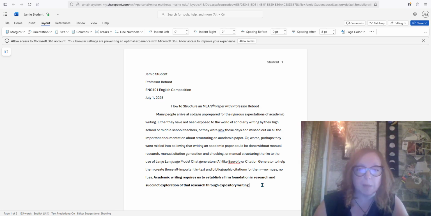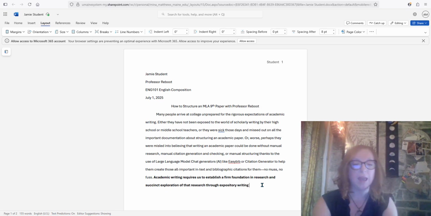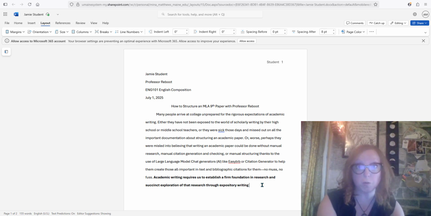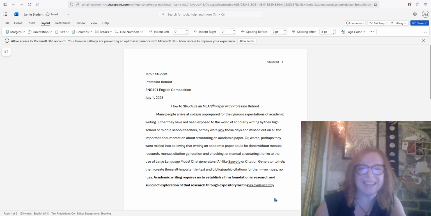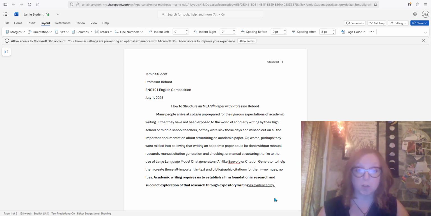Academic writing requires us to establish a firm foundation in research and succinct exploration of that research through expository writing. This is where I connect it to the map. So I might use something like "as evidenced by." Another way you could say it is simply "because," or "as determined by," or "as is supported by," that allow you to effectively bridge your thesis statement, your declaration, to your thesis map. In this case, I've already established 3 things that I plan to do to support this particular thesis.